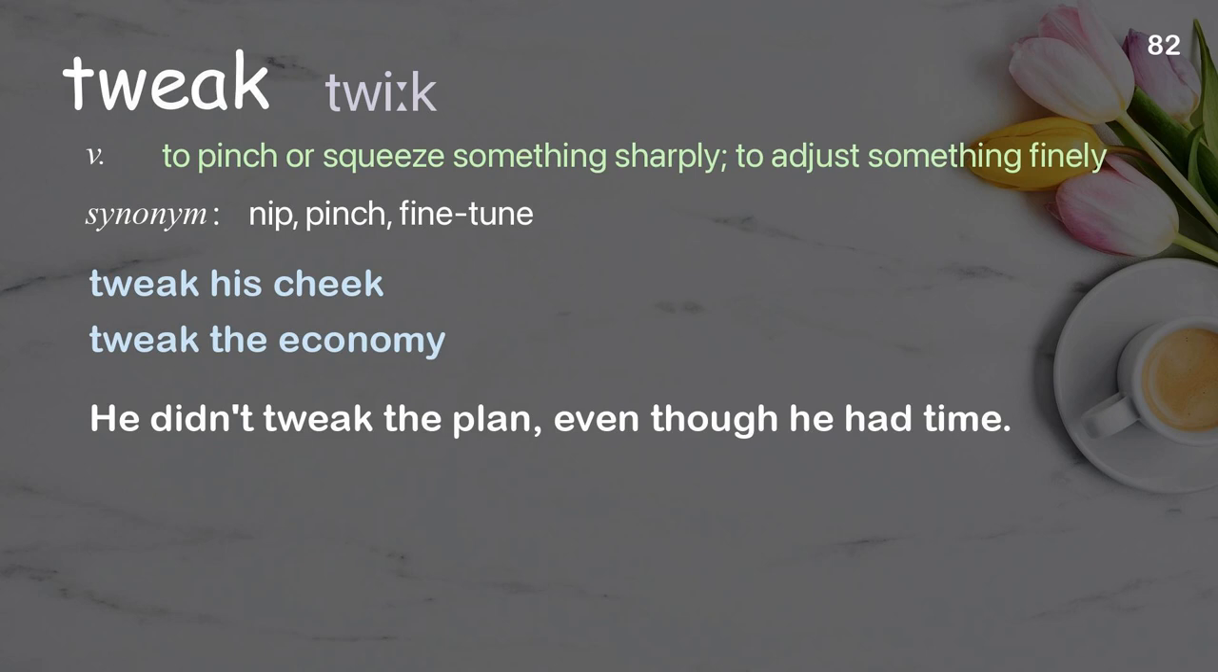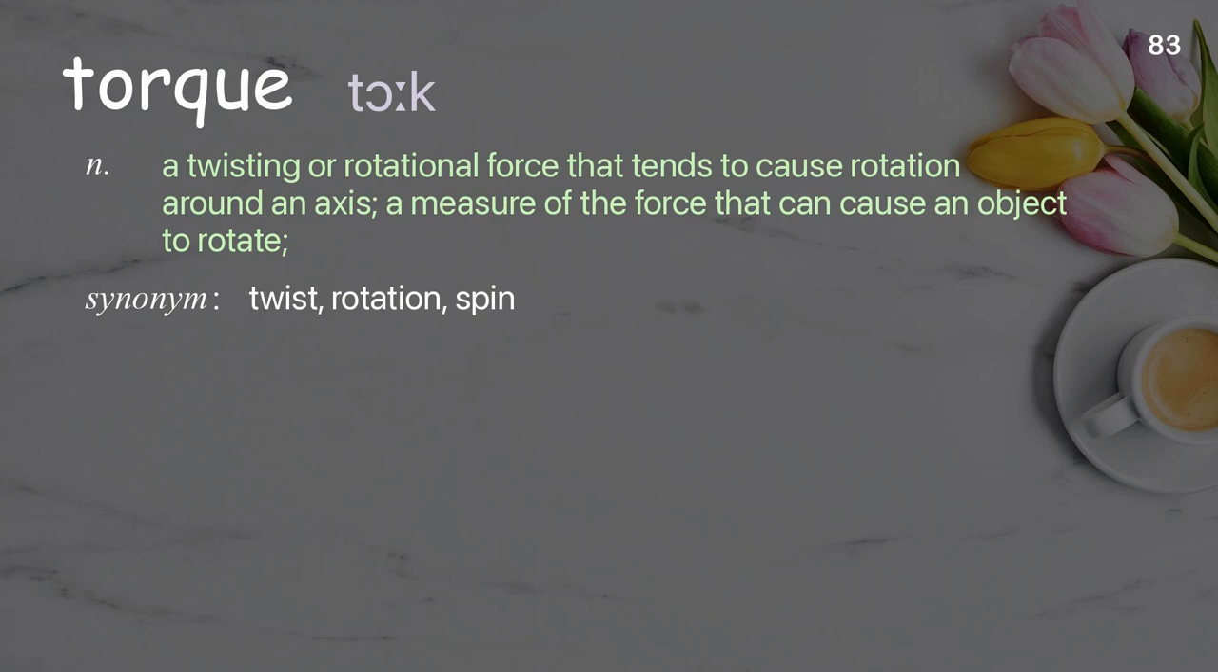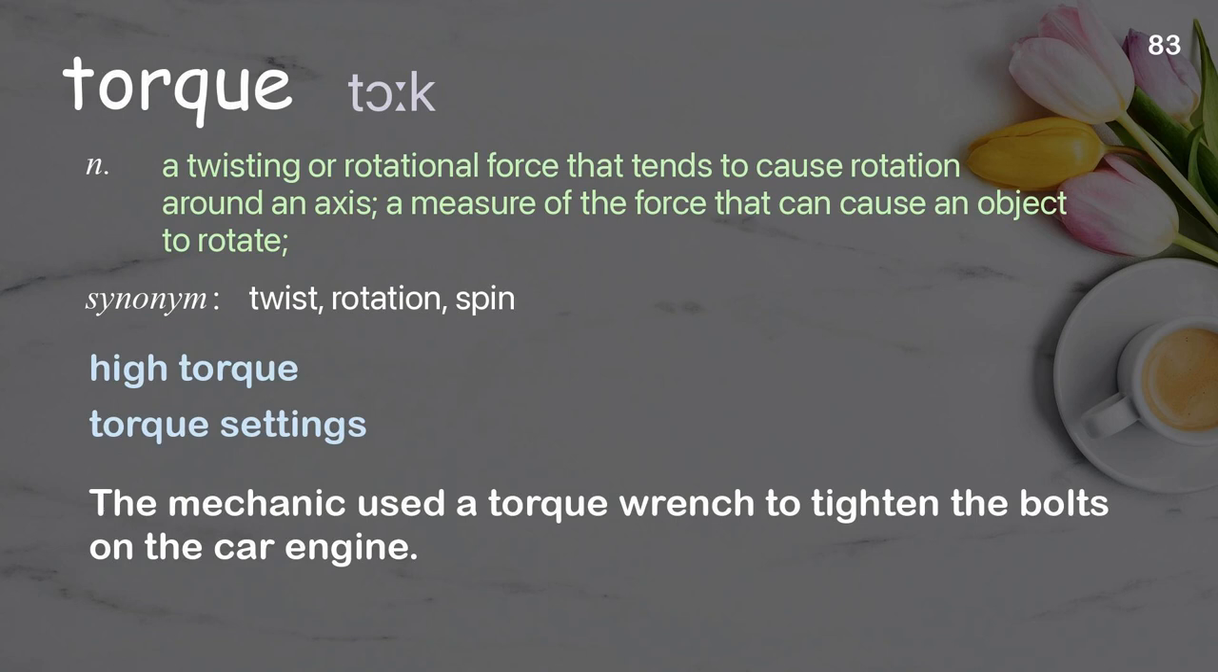Torque. A twisting or rotational force that tends to cause rotation around an axis, a measure of the force that can cause an object to rotate. Examples: High torque. Torque settings. The mechanic used a torque wrench to tighten the bolts on the car engine.